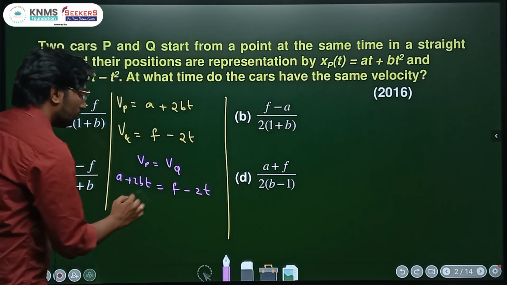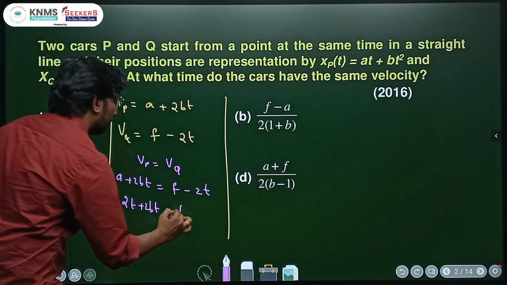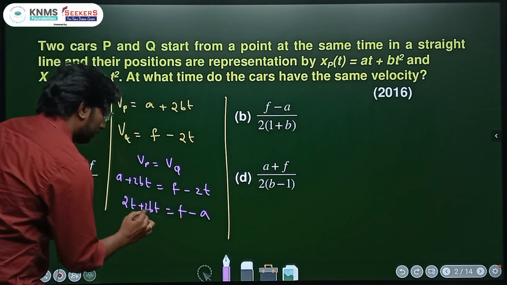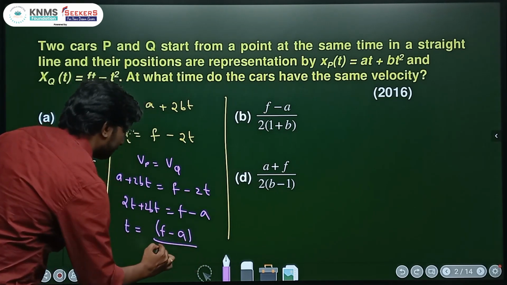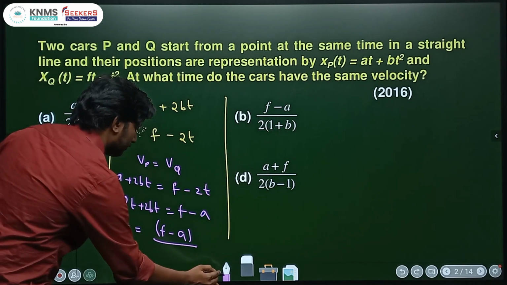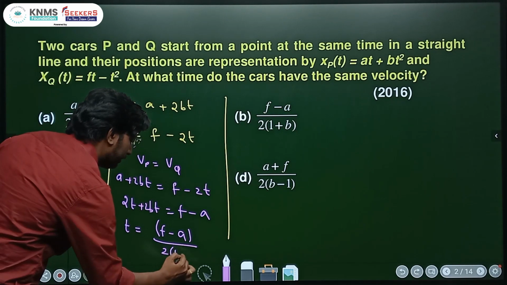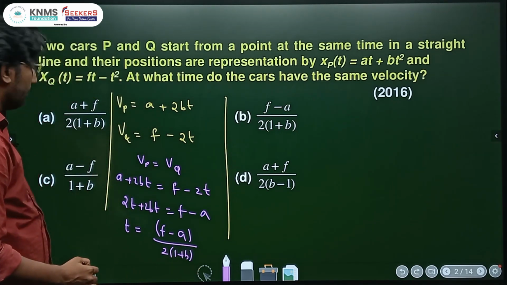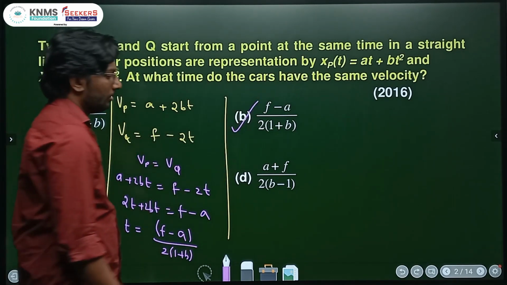So you take all the t's to one side, that will be 2t plus 2bt is equal to f minus a. If you take 2t common, your answer will be t equal to f minus a divided by 2 into 1 plus b. So let's just check which option it is. F minus a divided by 2 into 1 plus b. Option B is the correct answer for us.